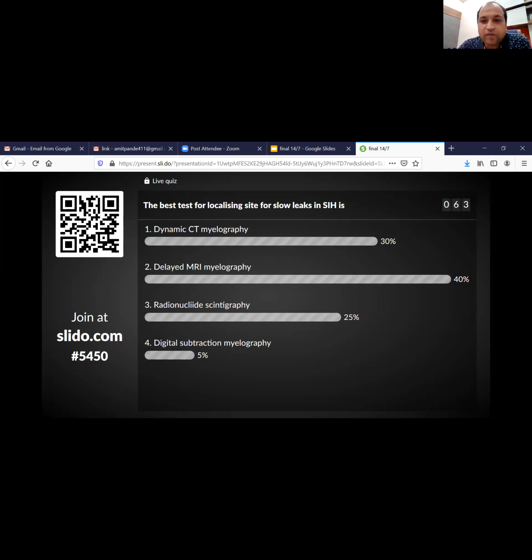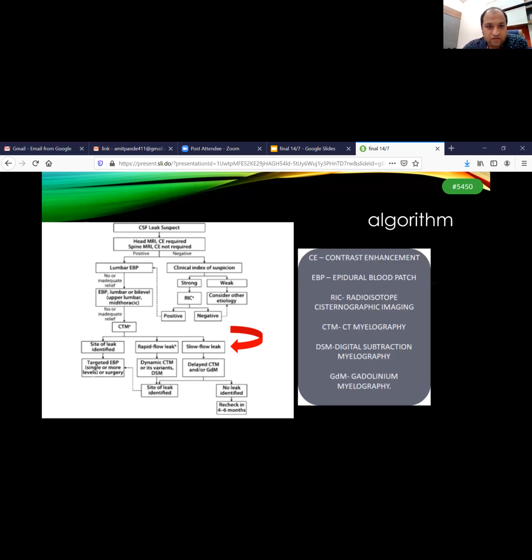Whoa, we have got a mixed response, but yes, majority have got it right. It is delayed MRI myelography. So you have to remember this algorithm. This is taken from the Continuum 2015 headache. Whenever you suspect a CSF leak, you need a head MRI, contrast enhancement, and a spinal MRI. If it is positive, you do a lumbar epidural blood patch. No or inadequate relief, repeat the EBP at lumbar or bilevel, do a CT myelography and identify the site of leak. If it is identified, then do a targeted epidural blood patch.